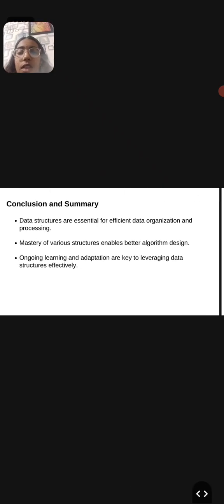Conclusions and summary. Data structures are essential for efficient data organization and processing. Mastery of various structures enables better algorithm design. Ongoing learning and adaptation are key to leveraging data structures effectively.